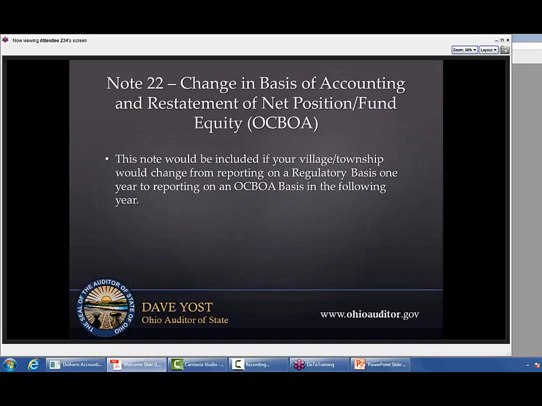Note 22, change in accounting principle. This would only occur if you're going to change from one basis to the other. So, for example, if you're going to change from regulatory and you've decided, no, I want to do OCBOA now, then you would put it in a disclosure like this. It says change in basis of accounting, that you're changing from regulatory basis to OCBOA basis.